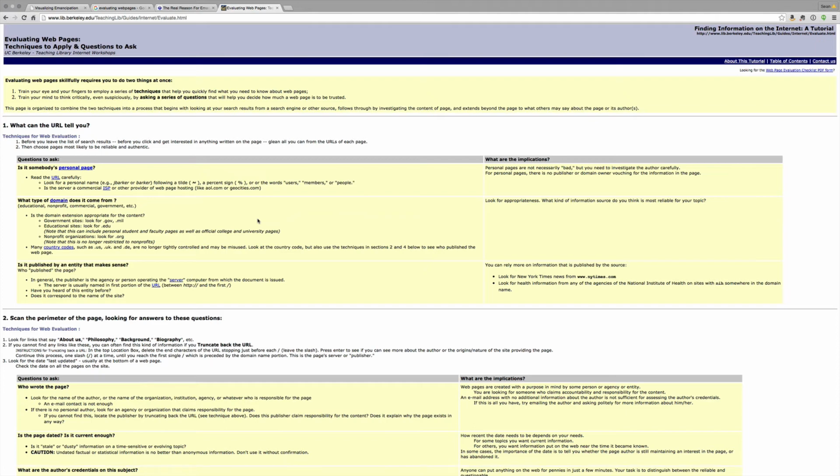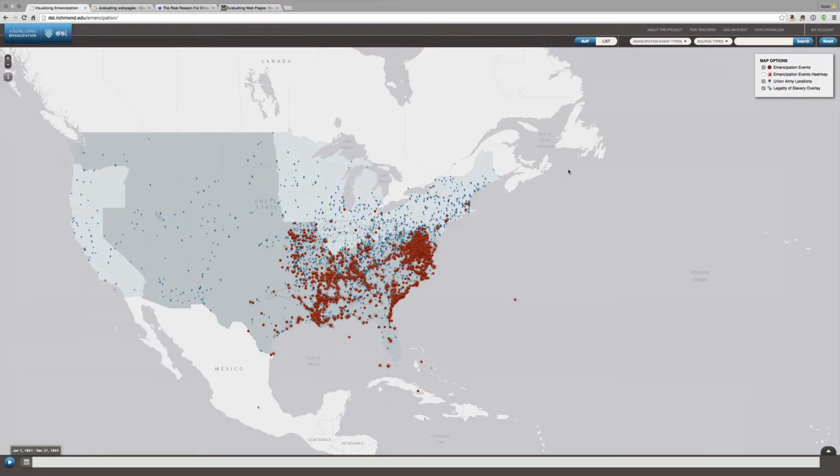For example, if we went back to that Visualizing Emancipation site, beyond the content, what you'll see is a series of links in the upper right-hand corner that talk about the project, about the way that we can use the project, and answers a lot of the questions that I was asking in those skills for evaluating websites.